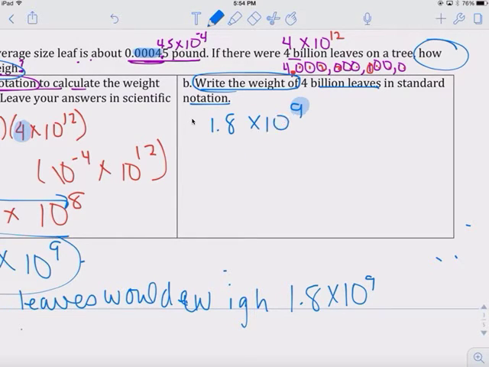Multiply, do 10 to the 9th, so 10 to the 9th. That would get you like 1 billion. And times it by 1.8 on your calculator, you should come up with something like this. 1.8 billion. No decimals.